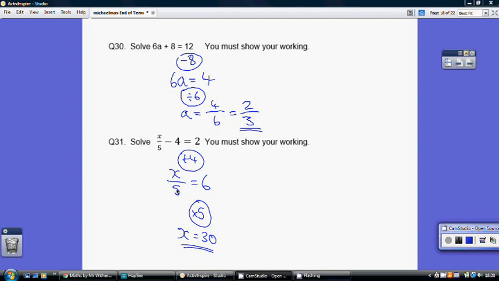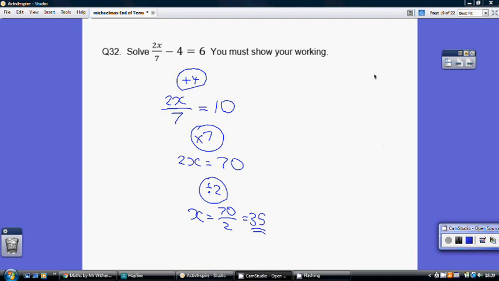So on the left hand side that undoes the dividing by 5, so we're just left with x, and on the right hand side 6 times 5 equals 30, and again I suggest you check your answer, just check this is right. 30 divided by 5 is 6, and 6 take away 4 is indeed 2.